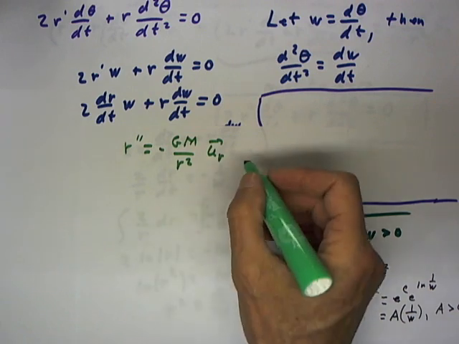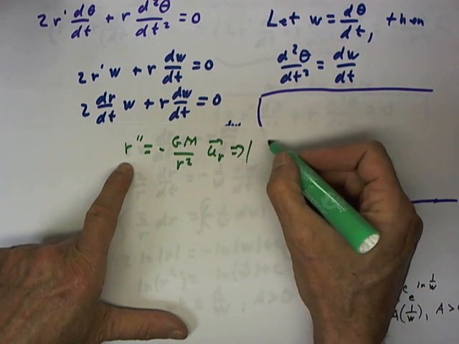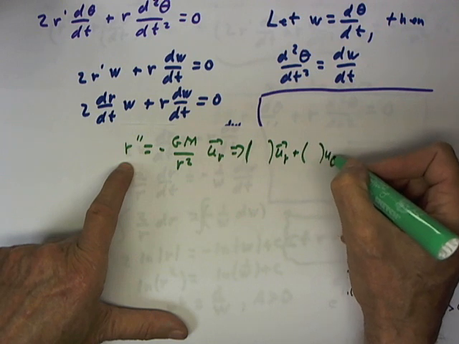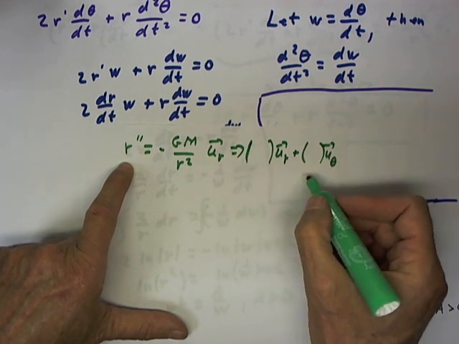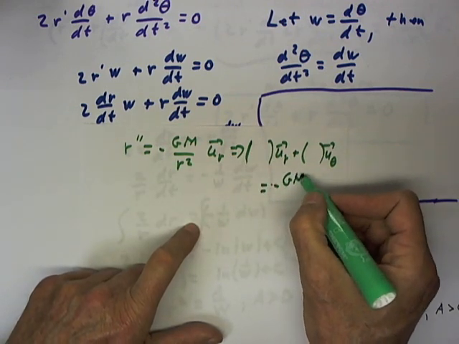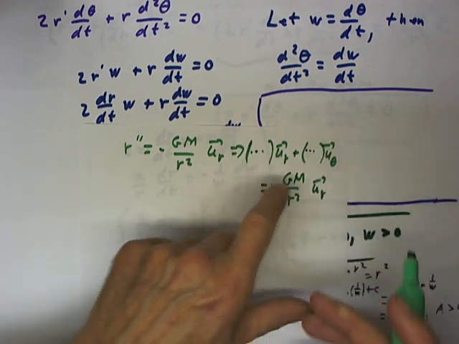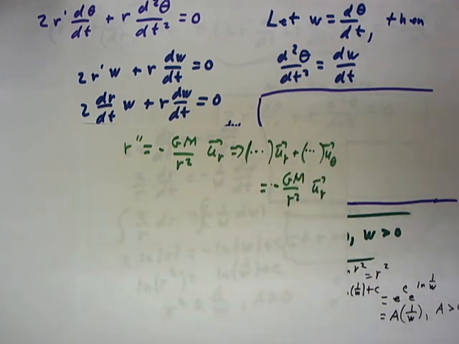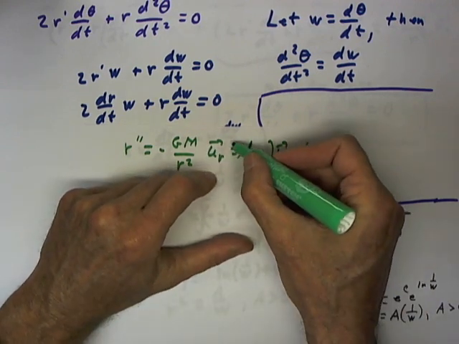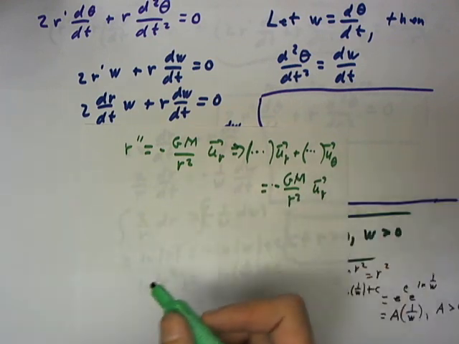Now, what we get from this is, if we take two derivatives of r, we get some multiple of u sub r plus another multiple of u sub theta, and that's equal to the negative GM over r squared times u sub r. I'm not going to fill in these multiples. You've seen what these expressions are, but the key is that this left-hand side of the equation is now a multiple of u sub r. There's no u theta component.